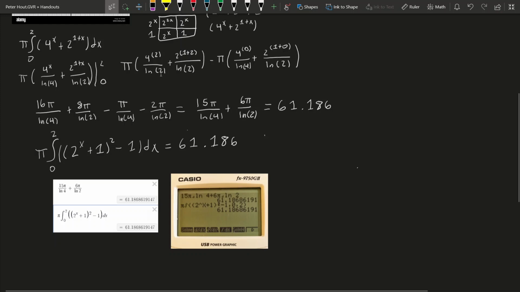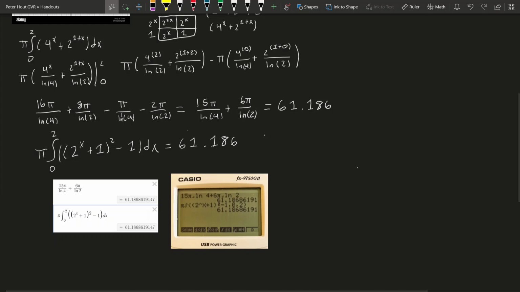We can simplify all of that. 4 to the power of 2 is 16, times pi, we get 16 pi over ln of 4. 2 to the power of 1 plus 2 is 2 to the power of 3, making that 8, times the pi becomes 8 pi over ln of 2. The negative we can distribute to both of these, and then 4 to the power of 0 becomes 1, times pi is pi over ln of 4, and then 2 to the power of 1 plus 0 is 2 to the power of 1, making it 2. Distributed with the negative, pi becomes negative 2 pi over ln of 2.